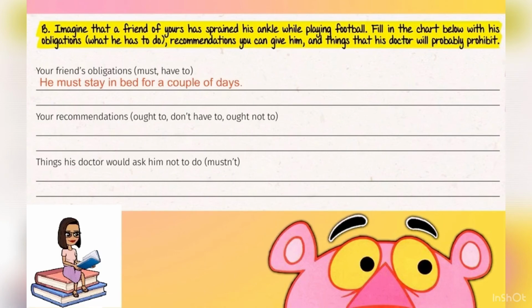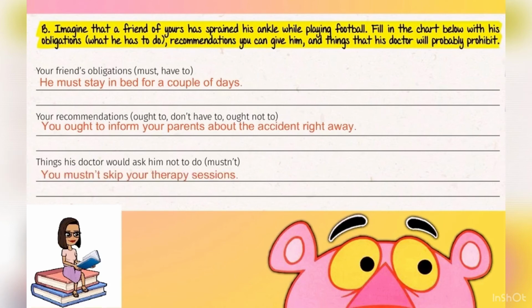The second section says your recommendations. We have to use modal verbs ought to, don't have to, and ought not to. So I wrote, you ought to inform your parents about the accident right away. The third and last section says things his doctor would ask him not to do, using the phrase mustn't. So his doctor might probably say you mustn't skip your therapy sessions.